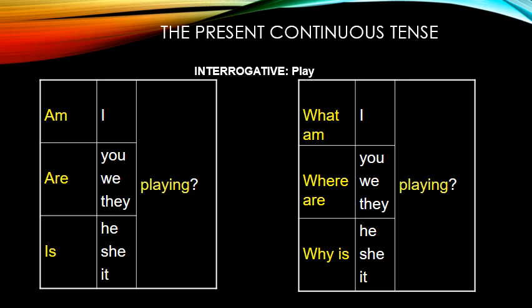But if I'm asking about specific information, for example, What am I playing? You see? I use a WH word, then the helping verb, then the subject, then the verb. What am I playing? I am playing football. Where are you playing? Where are we playing? We are playing in the local playground. Where are they playing? Why is he playing? Why is she playing? Why is it playing? So you see different WH words, but the same structure of the question.